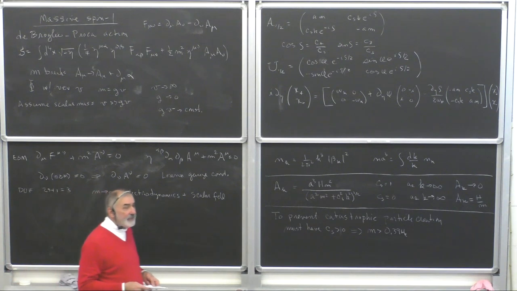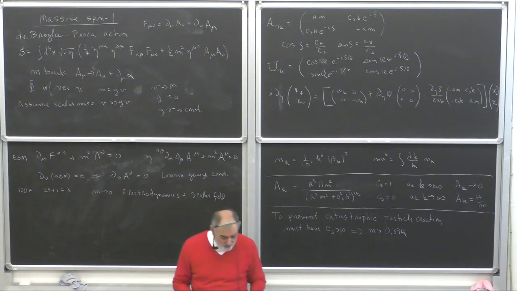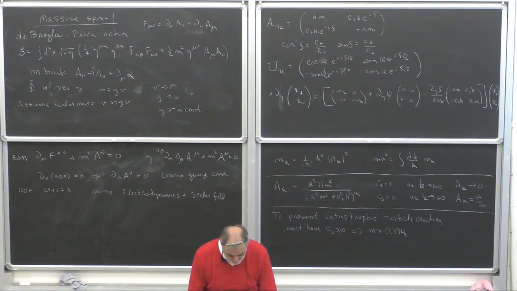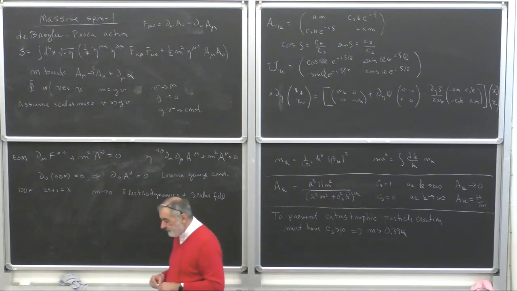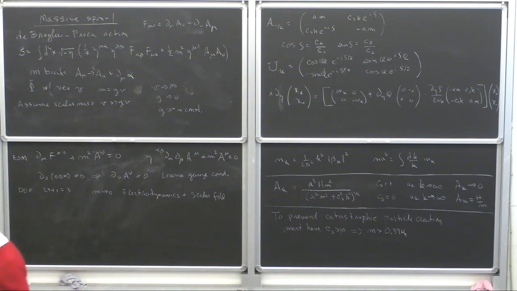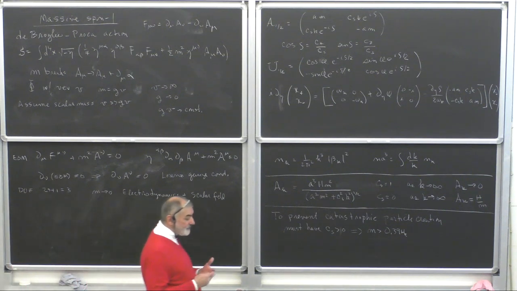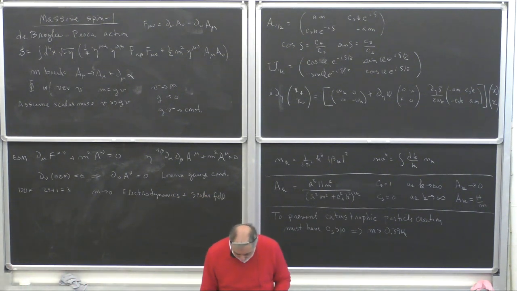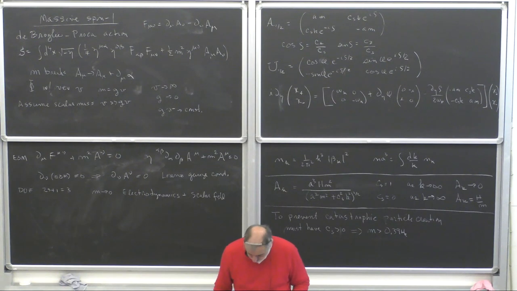We will see this in spin two, which I hope to talk about at least a little bit after the break in 10 minutes and after the photograph, where if you introduce a mass to the graviton and take that mass going to zero, you do not smoothly recover general relativity. All right.